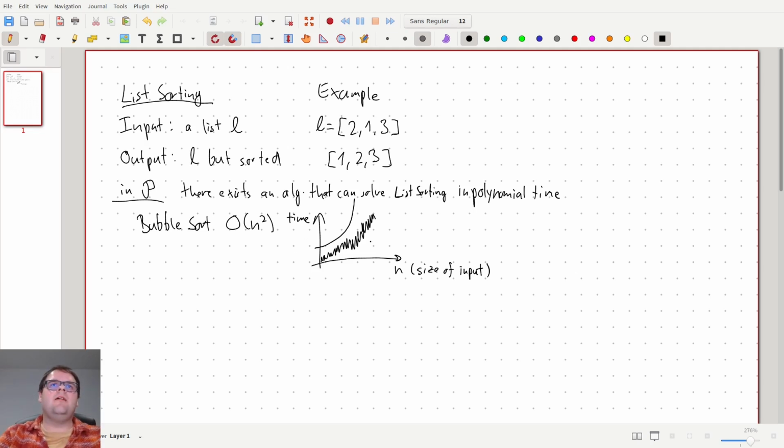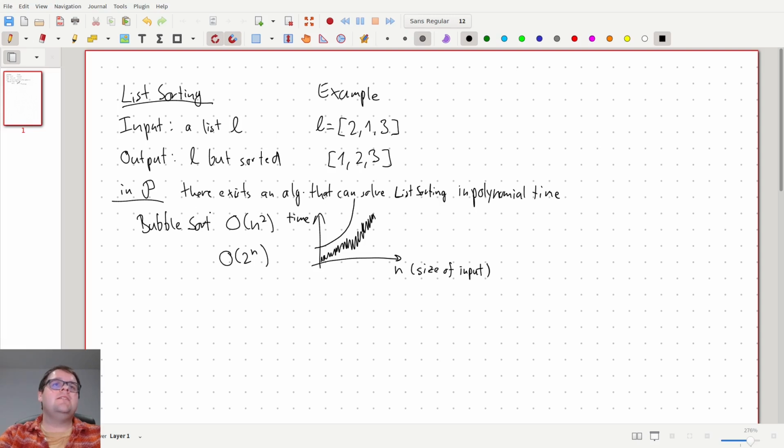And for the sake of complexity theory, usually we say that polynomial time is the most efficient one, even though in practice O of n squared might not be super desirable, but it's much better than the alternative. That would be exponential time, right? So O of 2 to the n grows so much faster than O of n squared. Yeah, that's the idea. Because bubble sort is a polynomial time algorithm that solves the list sorting problem, we can say that list sorting is in P, right?